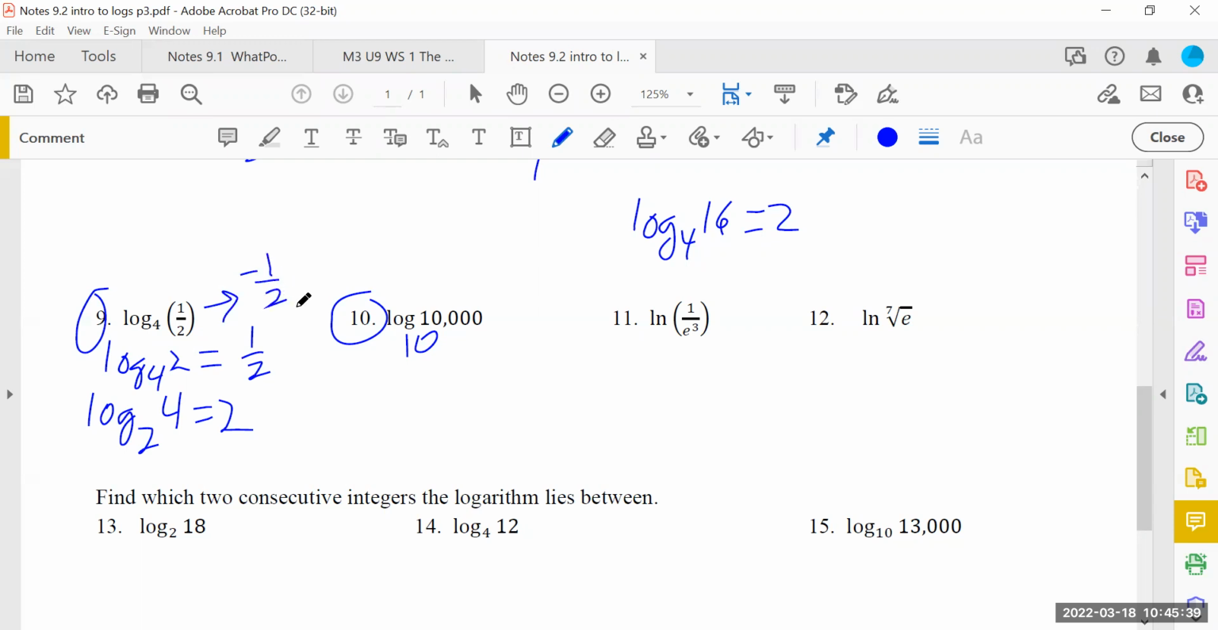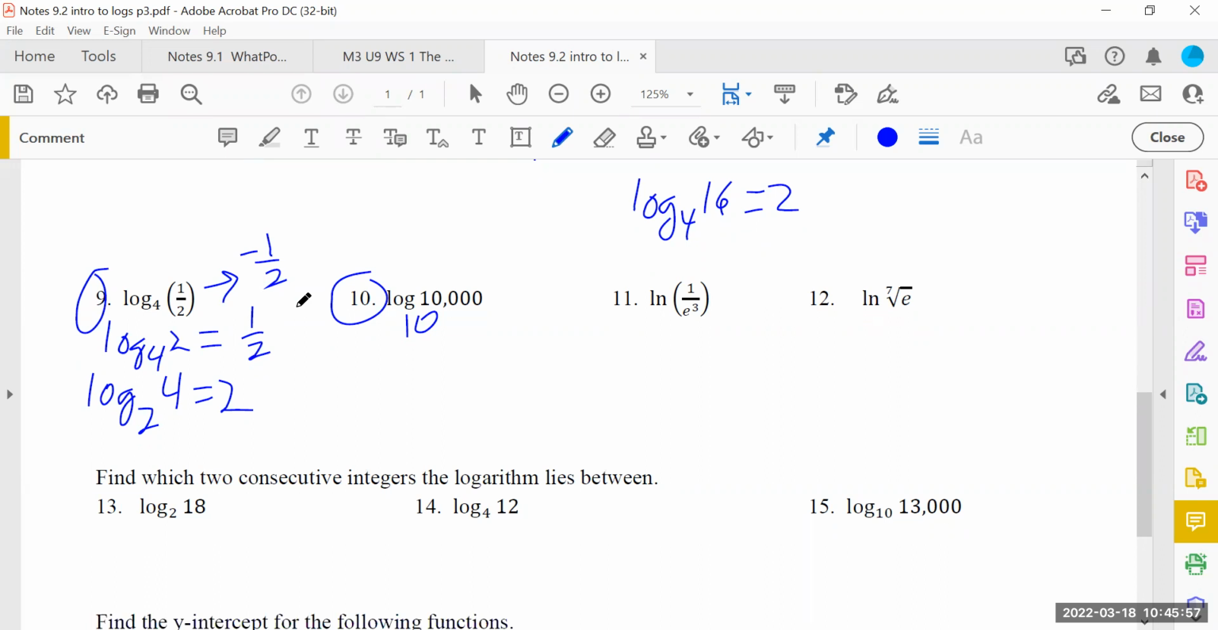This is all the things in that one. It's got the numbers switched to give us the reciprocal answer, and it's got the number inside the parentheses flipped upside down, which means we need the negative exponent. So the answer for number 9 is negative 1/2. Let's do this one. If this is log base 10 of 10,000, how many 10s does it take to make 10,000? 4.